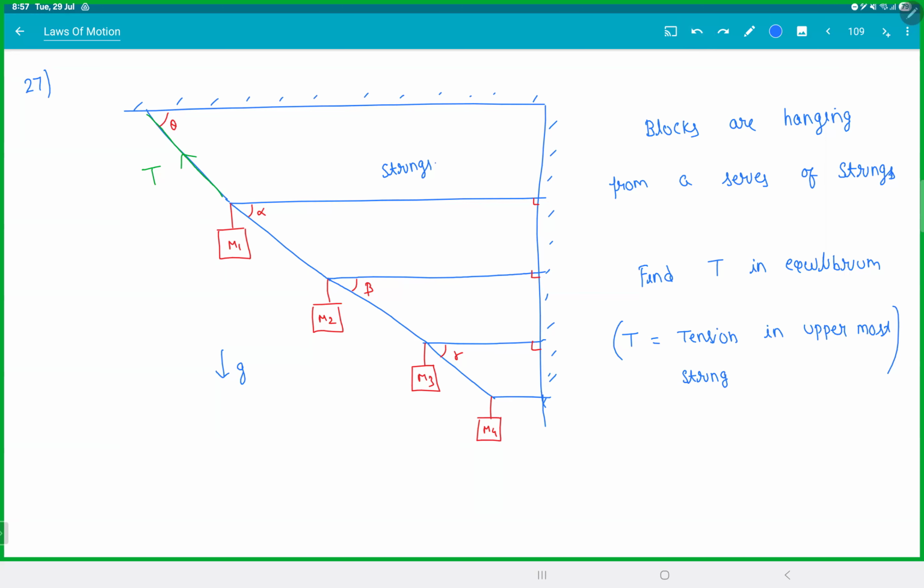You must have gone to a function or party, right? Have you seen how they arrange lights? You have a bunch of lights, right? They're just hanging with wires. Yes, sir, like Diwali lights. Yeah. How do you find the tension in that uppermost string?